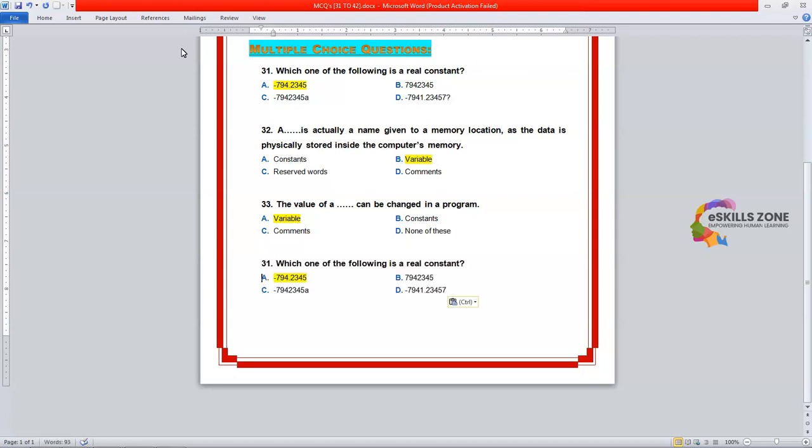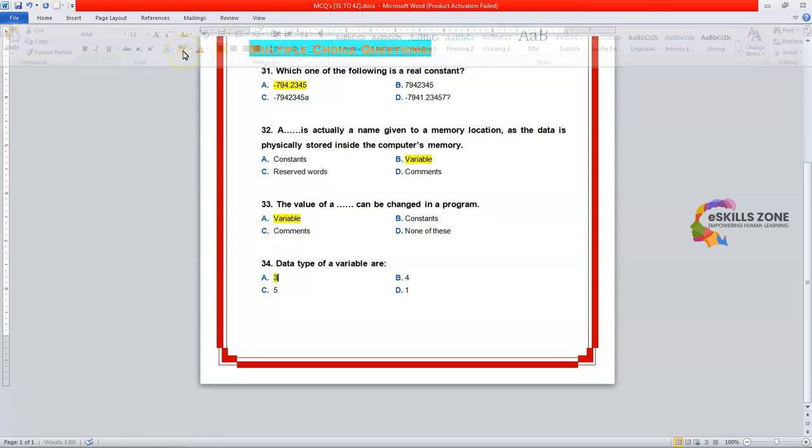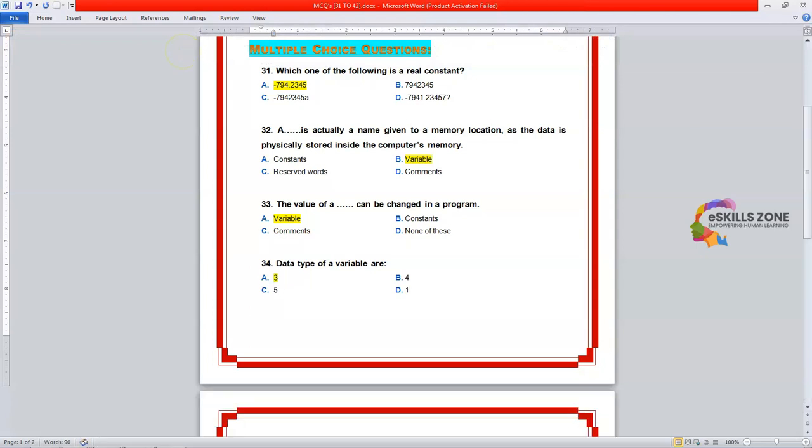Next number 34. Data types of a variable are option A, 3, B, 4, C, 5, or D, 1. Right answer is option A, 3. In C language, 3 data types are there.